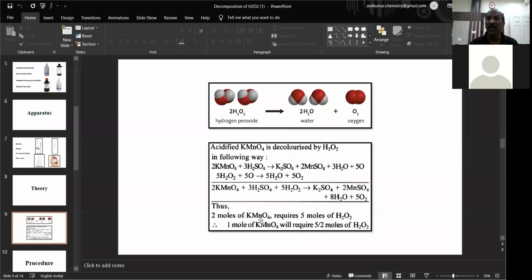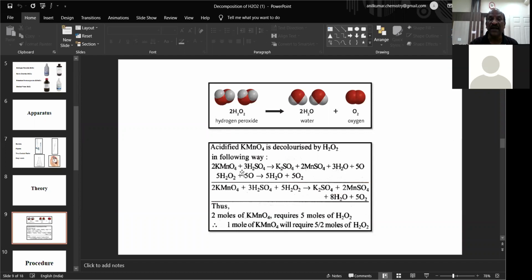So thus 2 moles of KMnO4 require 5 moles of hydrogen peroxide, and 1 mole of KMnO4 will require 5 by 2 moles of hydrogen peroxide. Here 5 moles of hydrogen peroxide we will take, and 2 moles of KMnO4 we will take.